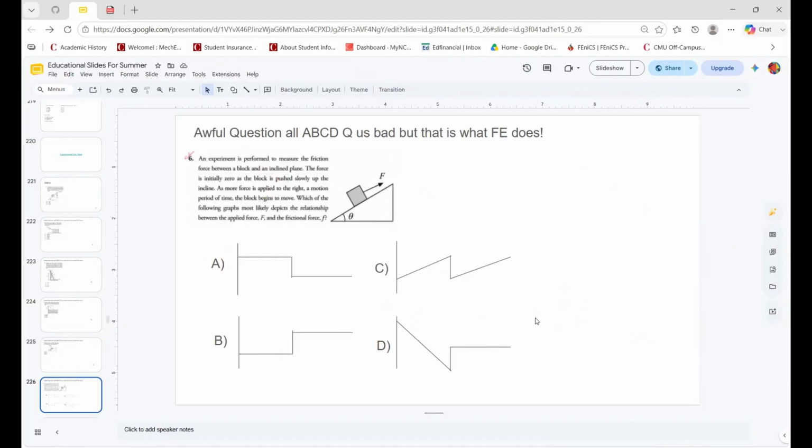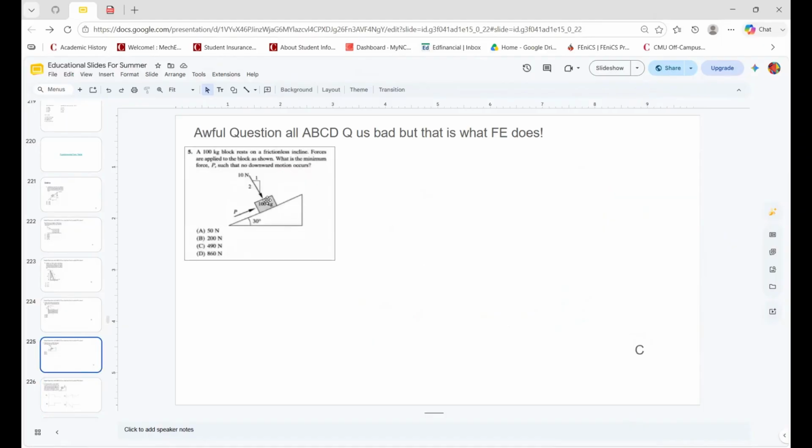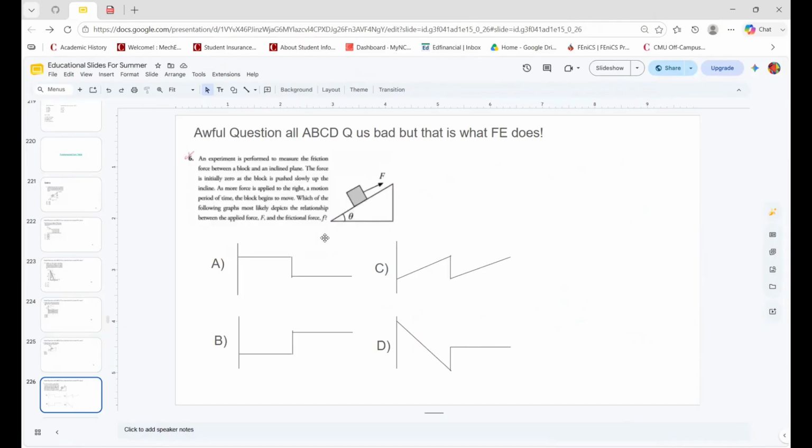Honestly, the question wasn't bad. I just find that this 10 newtons is useless. Why are you doing it with a 2 and 1? That's the only reason I'm like, why are you doing that? Anyway, the experiment is performed to measure the friction force between the block and the incline.